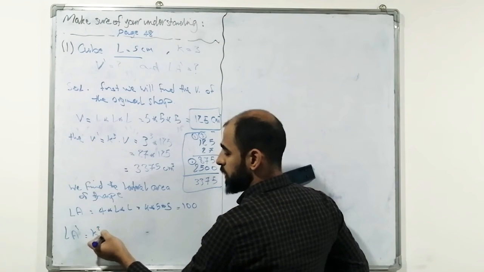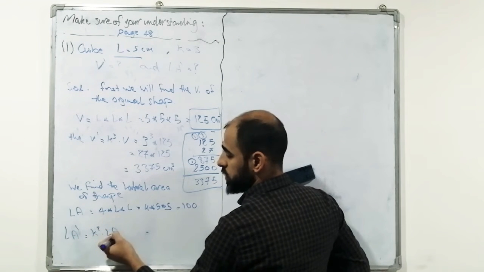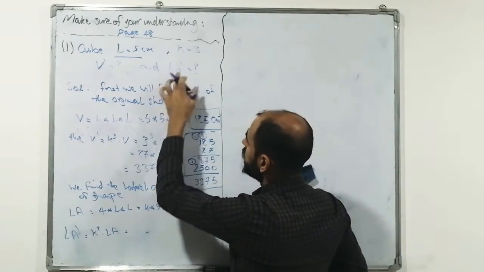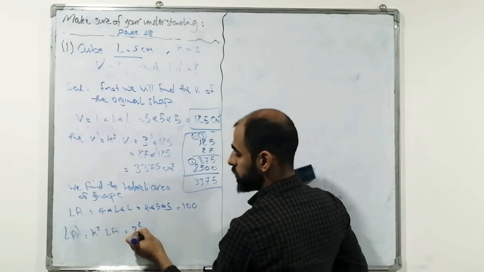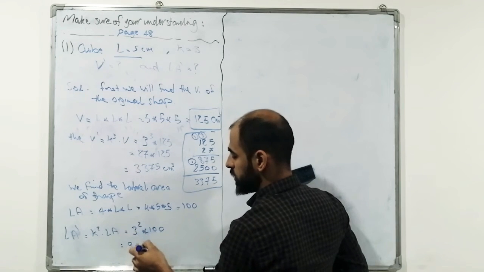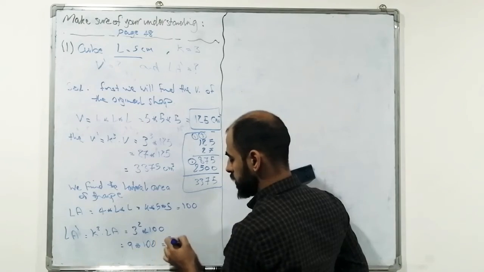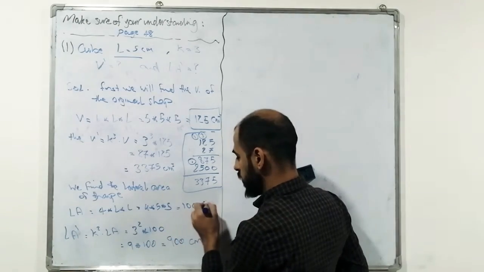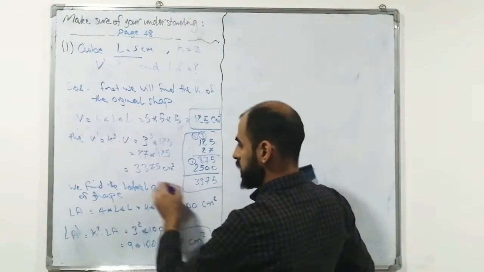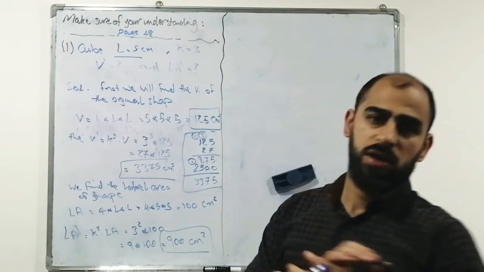k to the power 2 multiplied by the original area, which is k to the power 2 multiplied by the lateral area. Now here k equals 3, so 3 to the power 2 multiplied by 100. 3 to the power 2 is 9, by 100 is 900 centimeter to the power 2, which is the lateral area of the shape after the dilation.